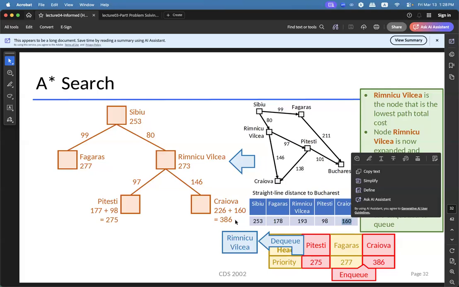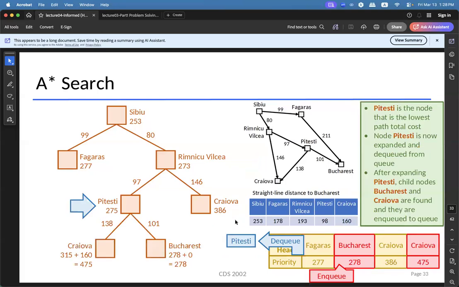Yeah. So now we expand p-test T, and then we have Canberra, and then we have Bucharest, because according to the graph there, p-test T is going to Canberra and p-test T is also going to Bucharest. Okay, so let's dissect it again.